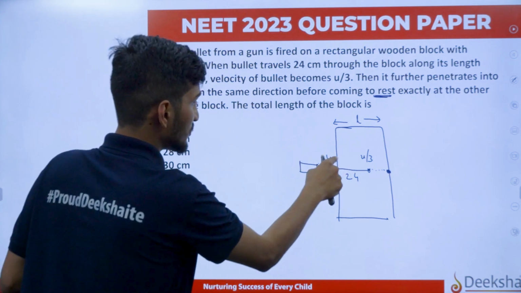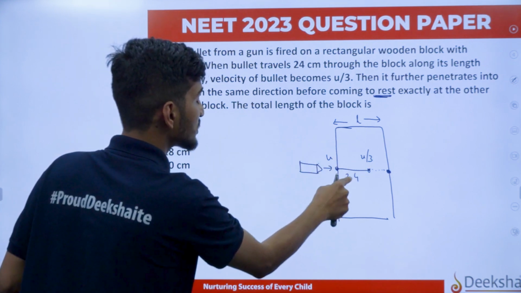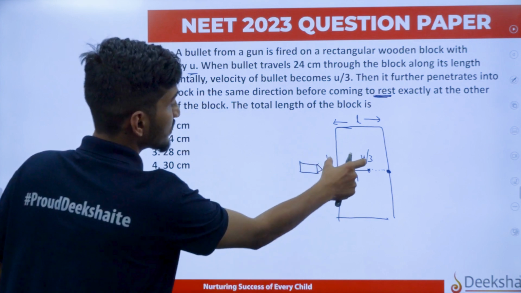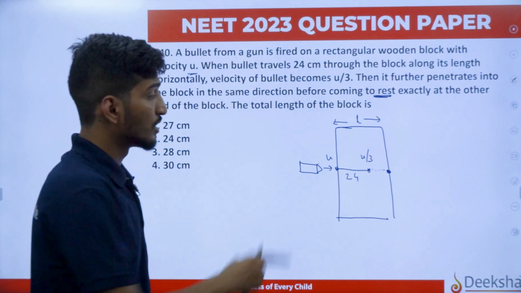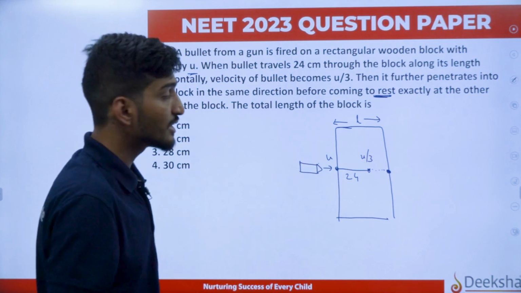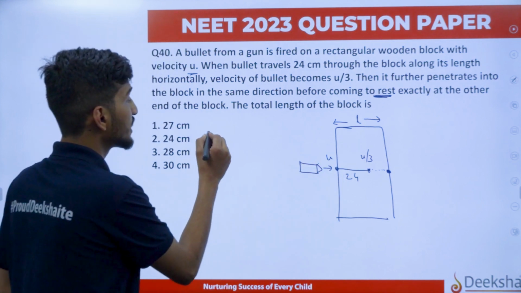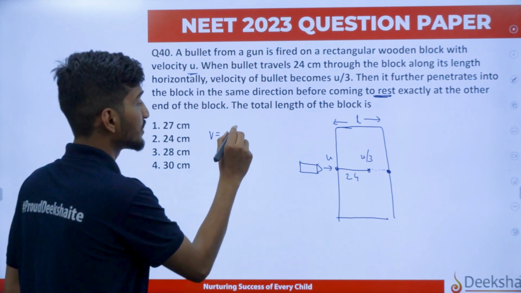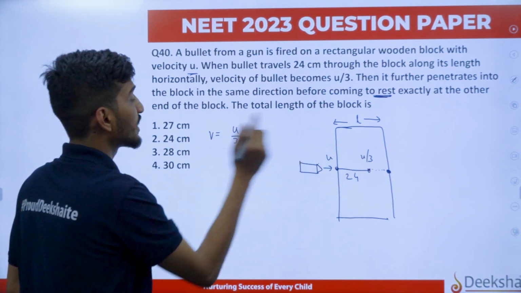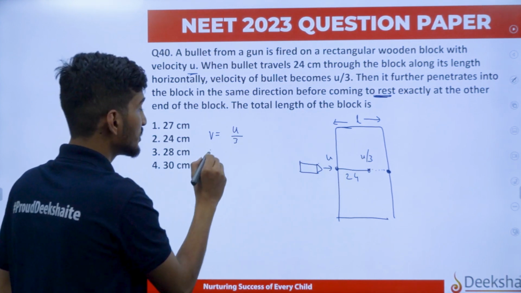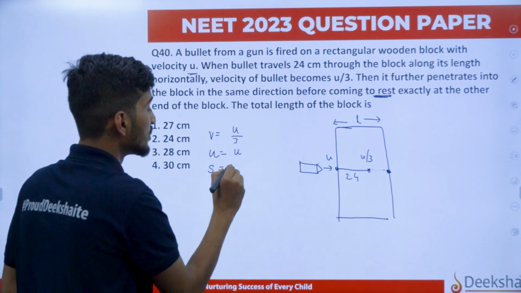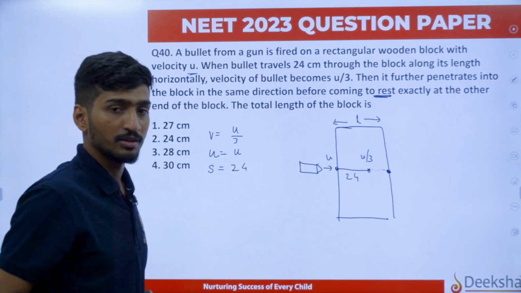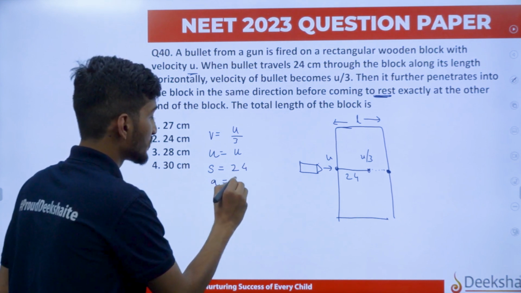So first let's start here. Let's use this distance 24 to calculate acceleration or deceleration of the bullet from here to here. Okay, how do we do that? Well, we'll use the third equation. We'll first write down the things that we know. Bullet's final velocity here is going to be u by 3. Initial velocity was u and the distance traveled was 24. Okay, so let's calculate a from here.